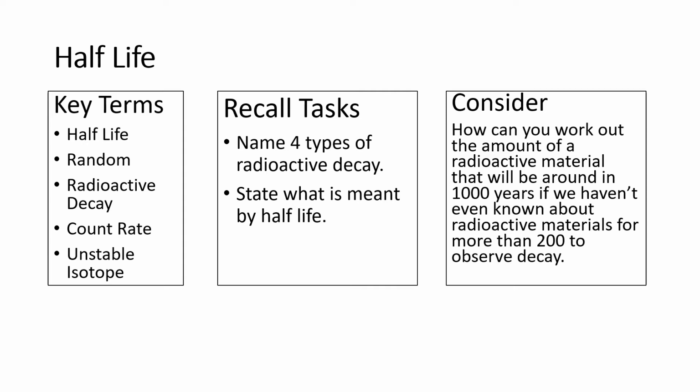Before we start, I'd like you to write down 4 types of radioactive decay and state what is meant by half-life. And then consider how can you work out the amount of radioactive material that will be around in 1,000 years if we haven't even known about radioactive materials for more than 200 years to observe the decay? Pause the video to answer these questions and consider your answer.